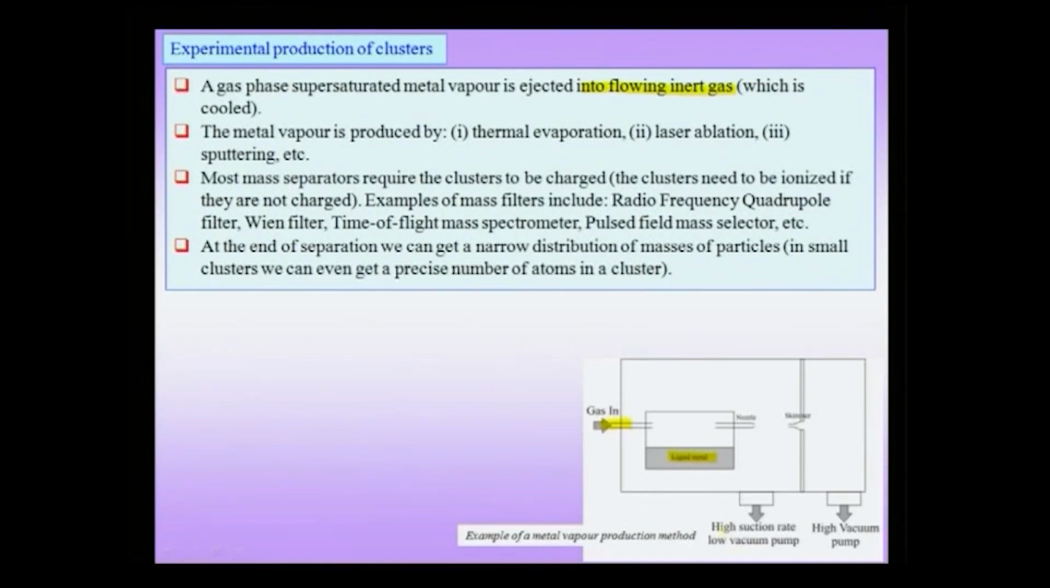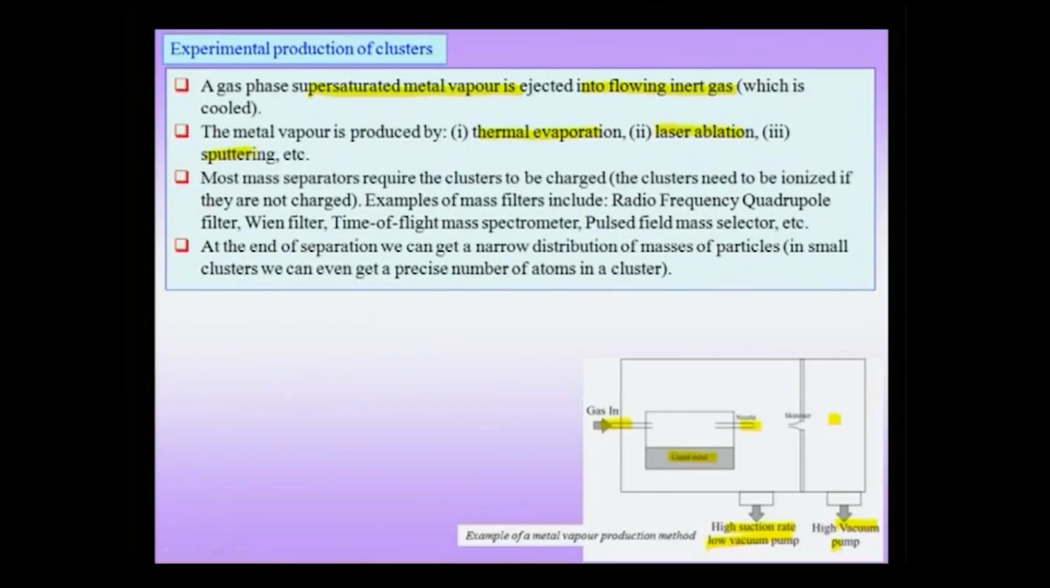This chamber is at a high suction rate, but under low vacuum. Further, this liquid metal which is in the vapor state is atomized through a nozzle, it passes through a skimmer and goes into a chamber where there is a high vacuum pump, which of course has a low suction rate, but it is a high vacuum pump. So, essentially we have a supersaturated metal vapor which is ejected into a flowing inert gas. The metal vapor itself could be produced by thermal evaporation, laser ablation, sputtering, or many of the other techniques which can produce this metal vapor.